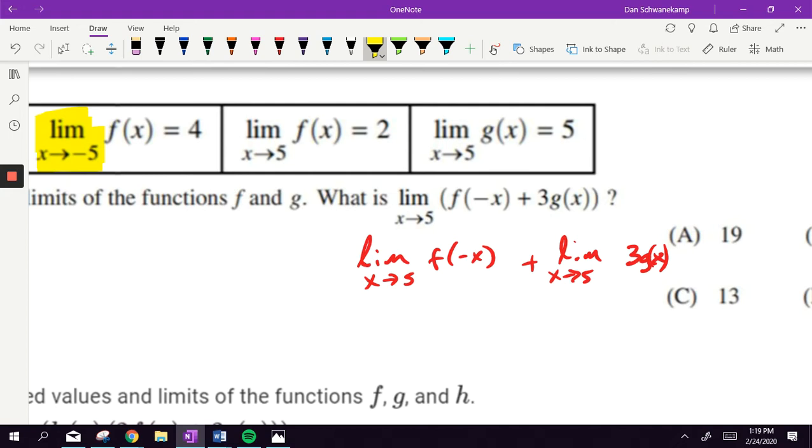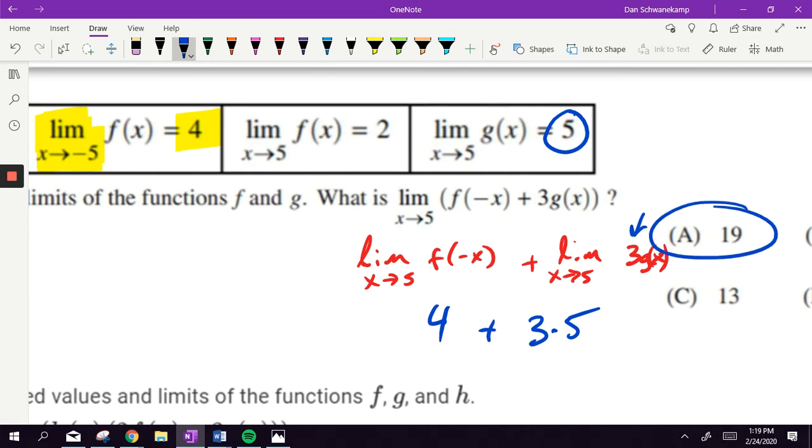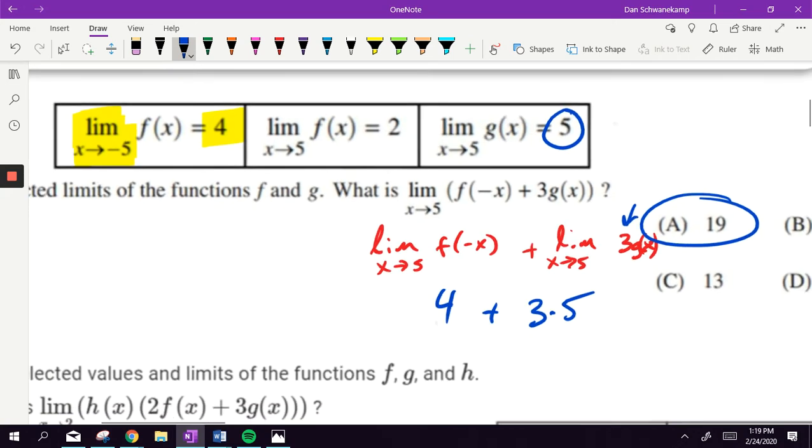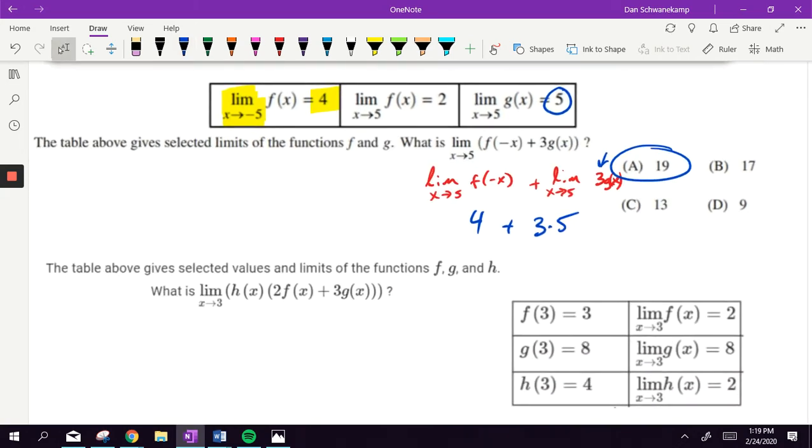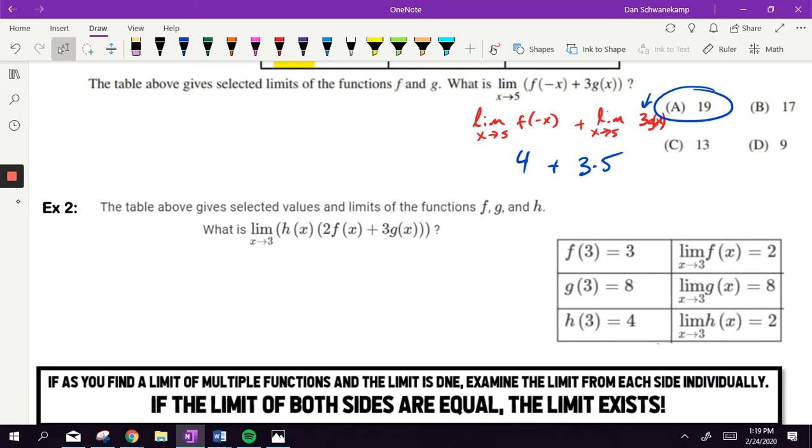So if I'm finding the limit at negative 5, I get 4. So this guy right here is 4. Plus, the limit as x approaches 5. Oh, I got a constant right there? Cool, so it's 3 times. What is the limit as x approaches 5 of g of x? It's 5. 4 plus 15, answer is 19. Don't overthink it. Make sure you understand what's happening. Oh, it was a negative x, then make your x value negative. Try it again. Okay, try the next one.